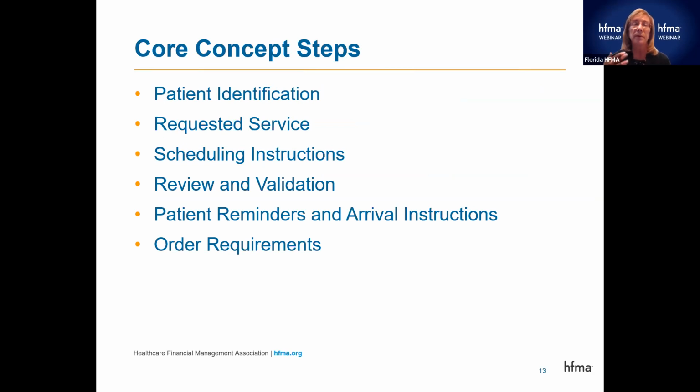Right, so core things that we have to do as part of our scheduling process. I must have patient identification. Did I choose the right patient? What is the requested service? What is the requested service type? We're going to talk about scheduling instructions, making sure patients understand the services that they're going to have and what they need to do prior. Review and validation. Patient reminders and arrival instructions. Where do I need to go for service? Do I have to go to registration? Do I go directly to the core department? And then any order requirements that we need to review.